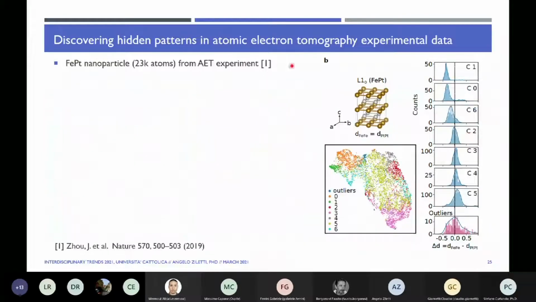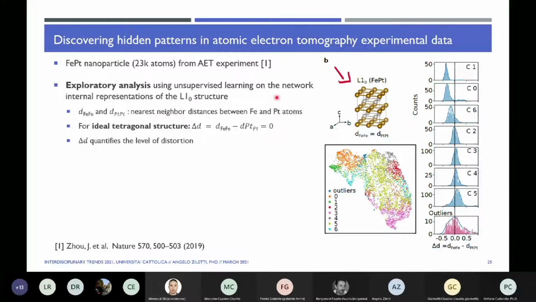And then we apply this to the nanoparticle from this Nature paper. There we didn't actually know what to look for. This is the structure, the L10 phase. So you have iron atoms and platinum atoms, and the distance between them, the neighbor distance between these two types of atoms, is equal when you don't have distortions. But when you have distortion, it's not going to be equal. So what we did is we applied the internal representation and the high-dimensional clustering, and then we got 7 clusters plus a cluster of outliers, and that's how the map looks.